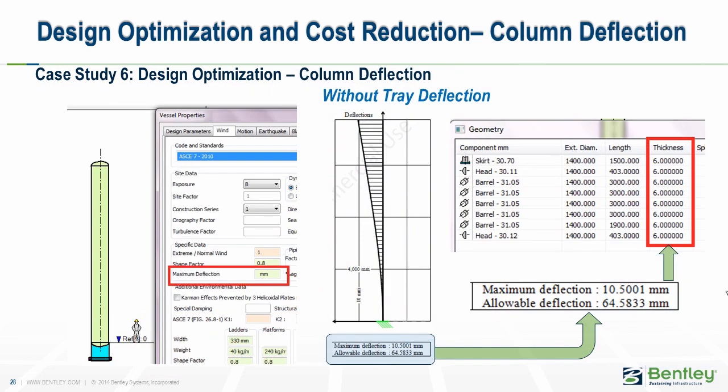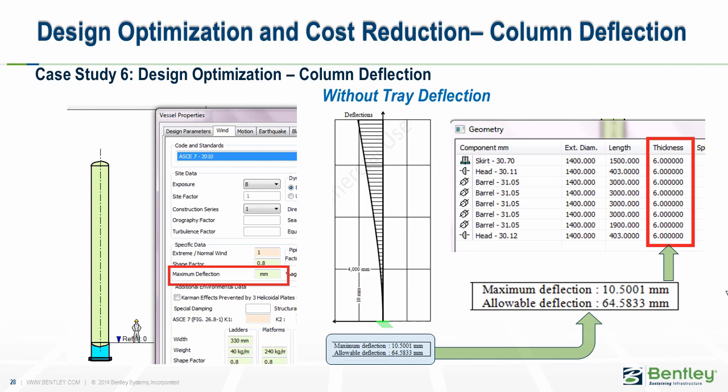Our last case study for today relates to a vertical distillation column with trays. AutoPIPE Vessel has the option to specify the maximum deflection of tray in the wind tab, as shown to the left. This is mainly to prevent spilling of liquid from the tray when the column deflects. In this particular case, maximum deflection would assume default value since no value is specified by the user.